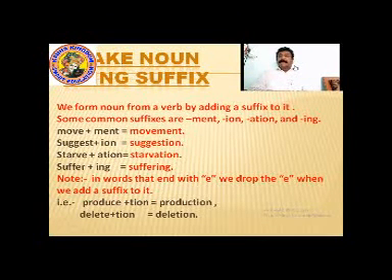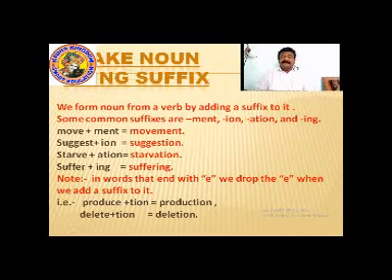Now, let's look at making noun using suffix. How do we form noun? We form noun from a verb by adding suffix to it. Let's see how we can form a noun from a verb by adding suffix to it. Some common suffixes are ment, ion, ation, and ing. These are the suffixes.